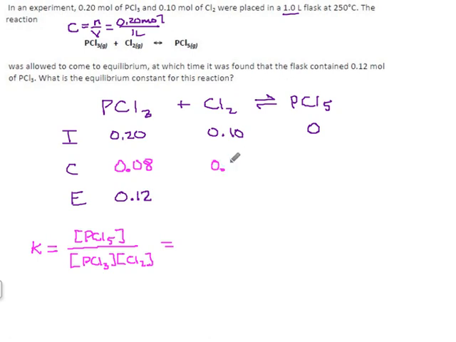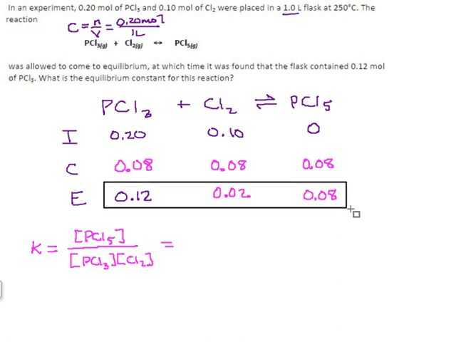So 0.08, 0.08. A 1 to 1 to 1 ratio means these numbers are always identical, which is nice. So here we had 0.20, we lost 0.08, we're down to 0.12. Here we had 0.10, we lost 0.08, now we should be down to 0.02. And on this side, we started out broke, we created 0.08 of phosphorus pentachloride, so we should be up to there. And that means we should have everything we need to find an equilibrium constant.